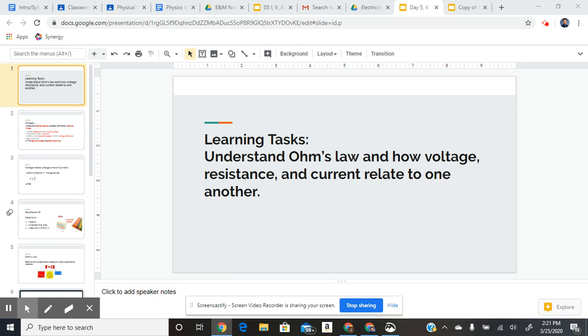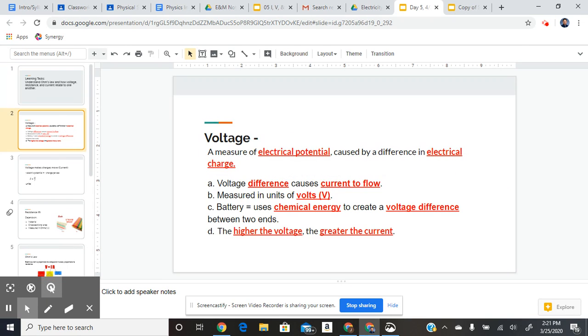and that is voltage, resistance, and current. Those three concepts and how they relate to one another are going to be very important to understanding circuits, and eventually you're going to be able to calculate all three of those within any given circuit. So we'll start off just talking about voltage.